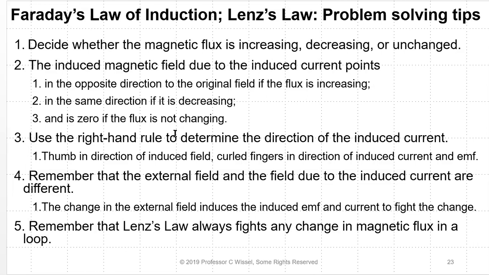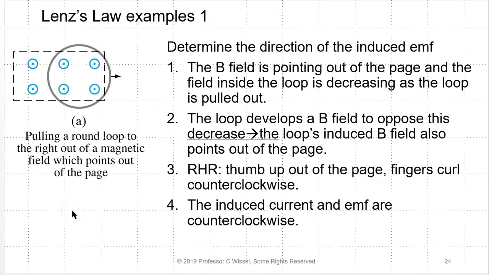Use the right-hand rule to determine the direction of the induced current. Thumb is in the direction of the induced field. The curled fingers are in the direction of the induced current and EMF. Remember that the external field and the field due to the induced current are different. The change in the external field induces the EMF and the current to fight the change. Remember that Lenz's law always fights any change in magnetic flux in a loop. So here are some examples because people have a lot of trouble with this.